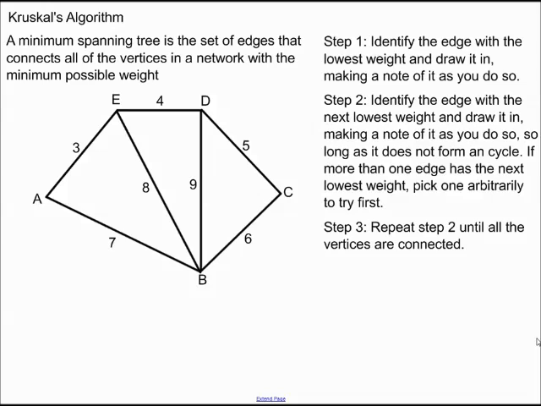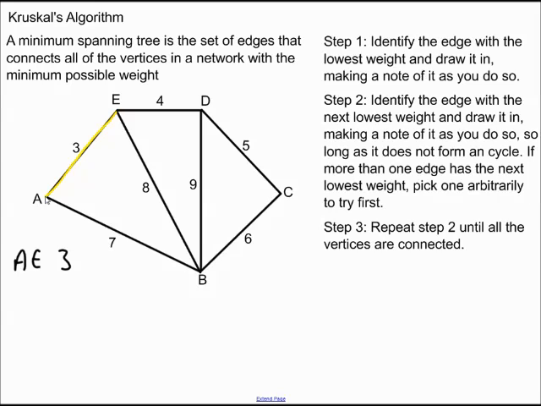Now, there's a number of different algorithms that allow us to do this, and Kruskal's is probably the most basic. It has only 3 steps in it. The first step is to identify the edge with the lowest weight and to draw it in, making a note of it as you do so. So I'll do that by highlighting it. So our shortest edge is going to be A to E. So let's put that in yellow and make a little note of it. A to E, and I'll include its weight because I know at the end I'm almost certainly going to have to work out the total weight of the minimum spanning tree.